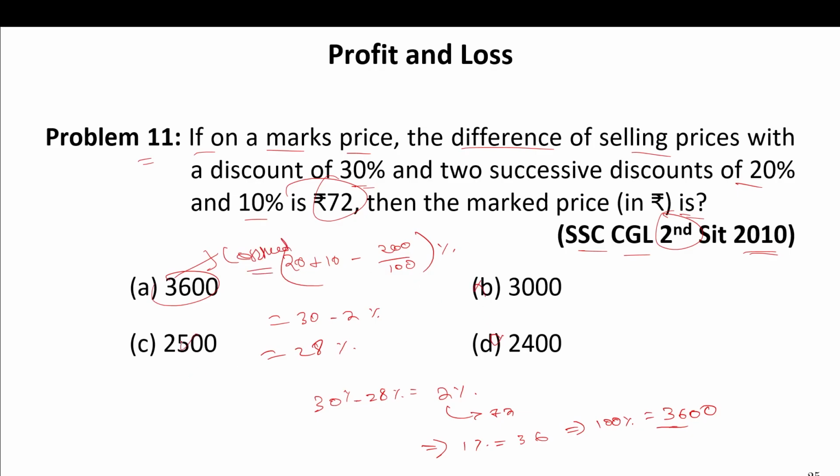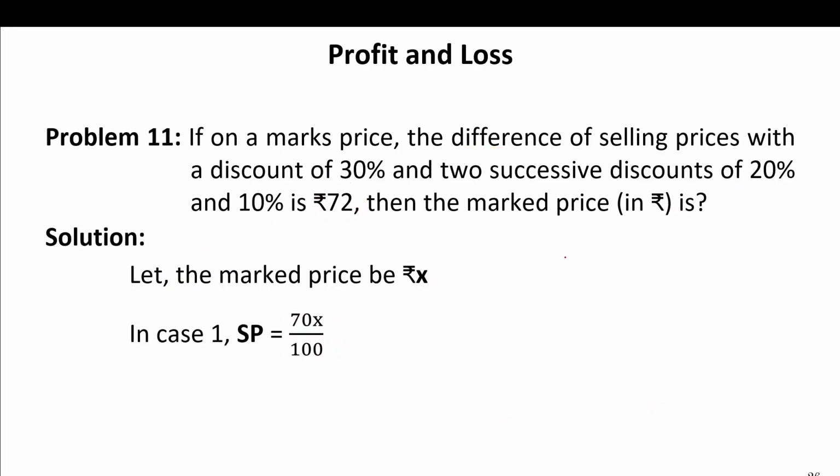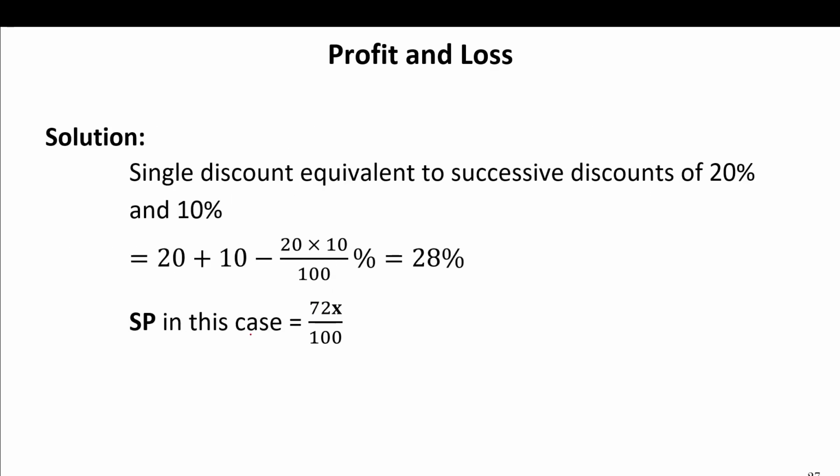B, D and C, these are all wrong answers. Okay. So let's go forward the step-by-step solution. So let the mark price be X. So in case selling price is equal to 70X by 100. Okay. So single discount equivalent to two successive discounts of 20 and 30 will be what? 28%. Okay, using the formula A plus B minus AB by 100.